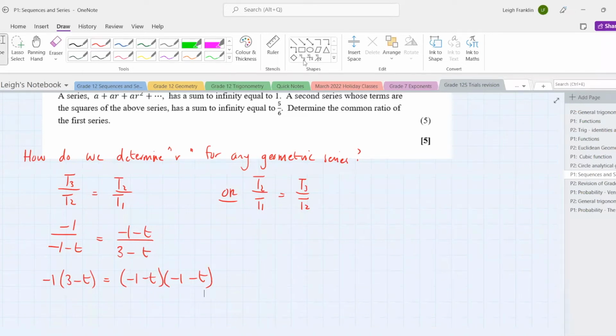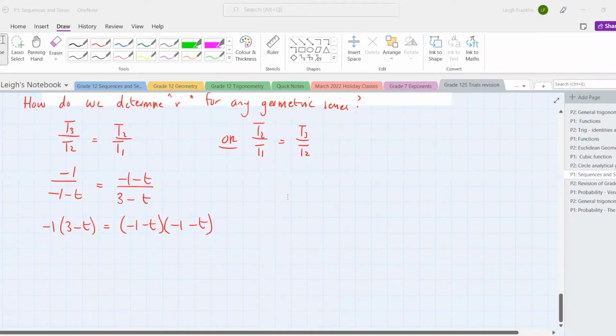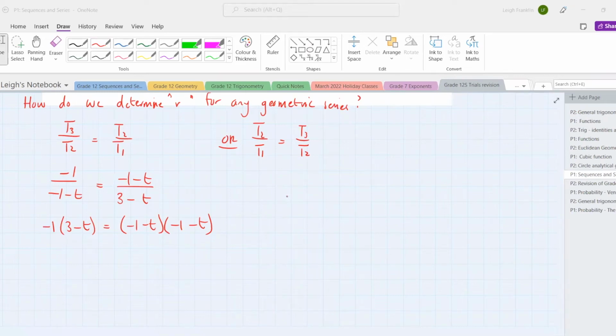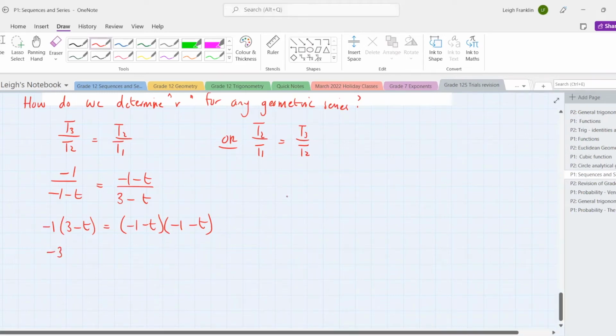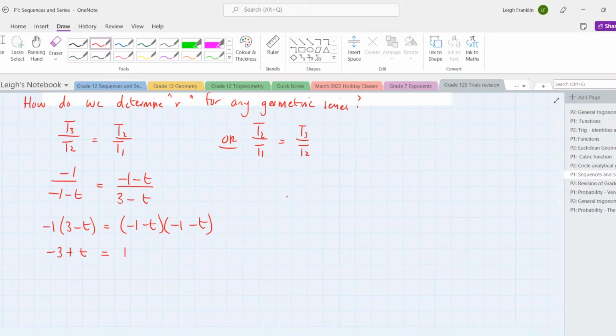And now we're going to get rid of our brackets by multiplying out. That's going to give us -3 plus t, and that's going to be equal to 1 plus 2t plus t squared. Does that make sense to everybody? Why it would be 1 plus 2t plus t squared?